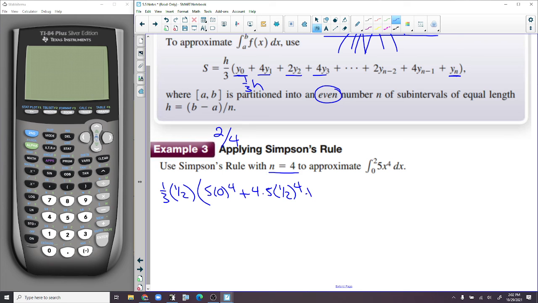All right. And then plus 2. The next one is 2 times 5 to the 1/2 to the 4th. Not 1/2. 0, 1/2, 1. Excuse me, 2 halves. Plus 4 times 5, 0, 1/2, 2 halves, 3 halves to the 4th. And then finally, the last one is all by itself. So the last one is 5 times 2 to the 4th, like that.